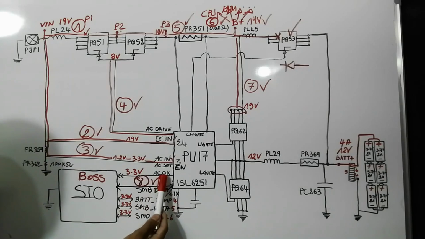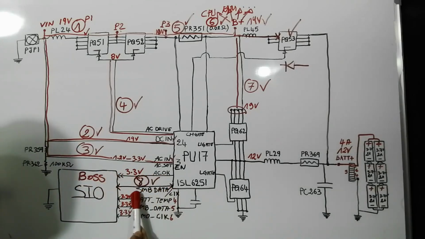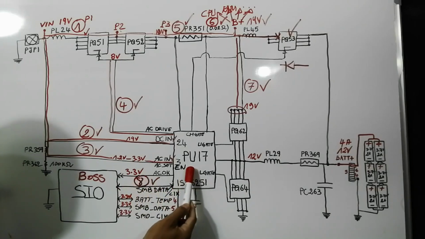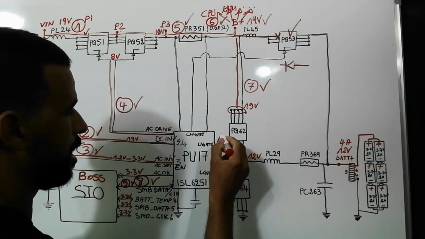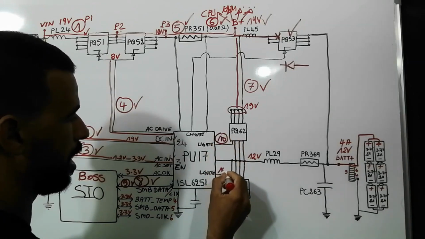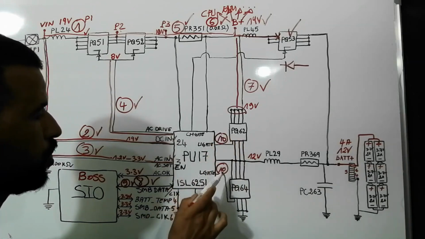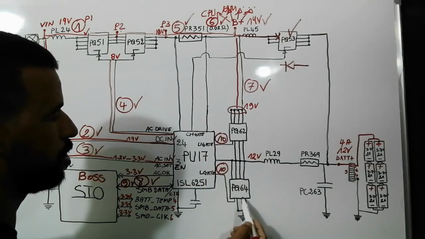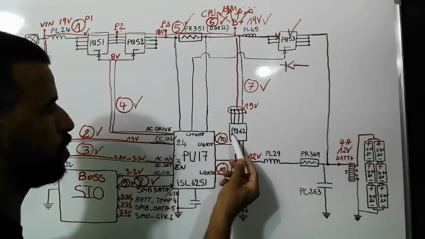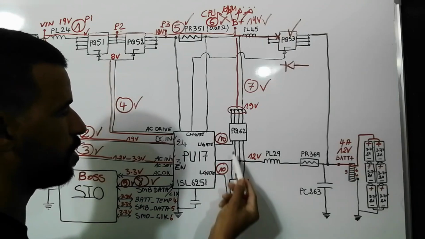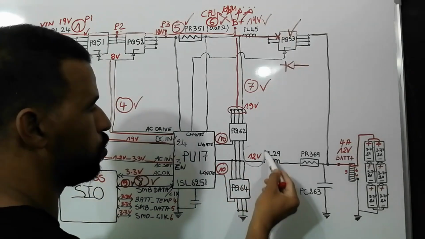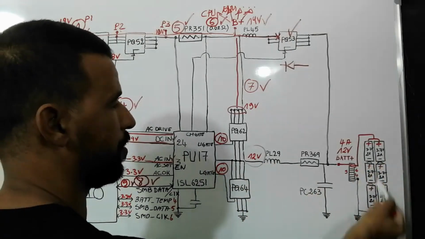After receiving the ACOK, the SIO will send the SMB data and SMB clock signal to this IC to generate the upper gate. Here we have 10, and here also we have 10, to generate the upper gate to these two MOSFETs, PQ62 and PQ64. These two MOSFETs will then generate the 12 volt to the battery.